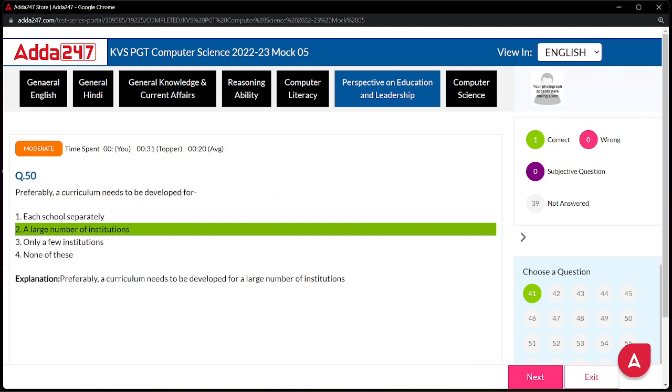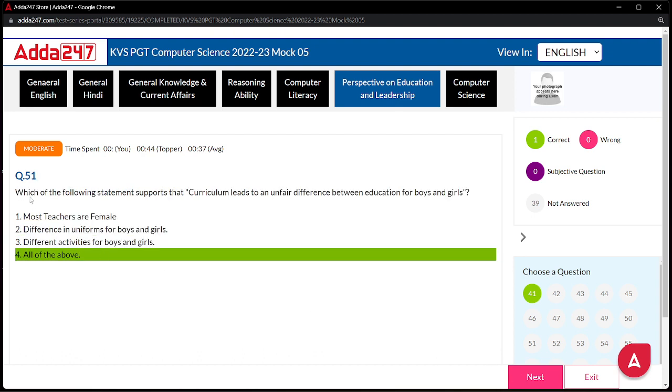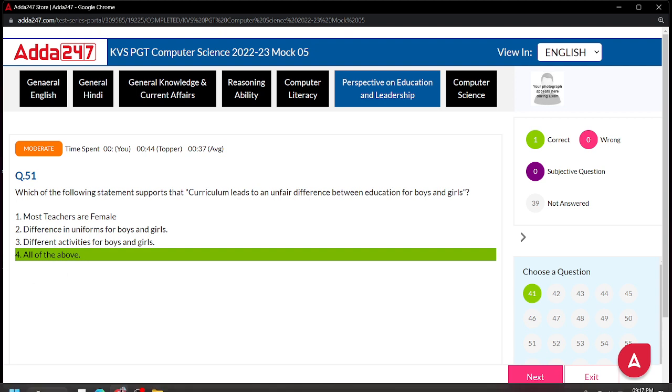Preferably, a curriculum needs to be developed for a large number of institutions. Next, which of the following statements is supported by the idea that curriculum leads to unfair difference between education for boys and girls? If you see the options, most teachers are female, and in a teaching organization, basically most teachers are female. Difference in uniform of boys and girls is also part of the curriculum that leads to unfair differences and different activities for boys and girls.